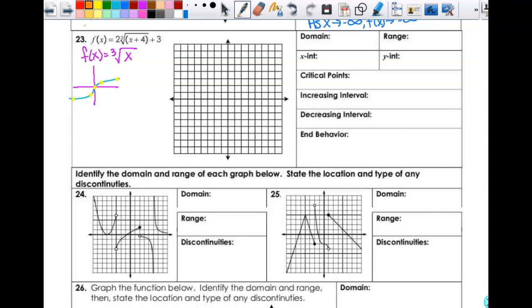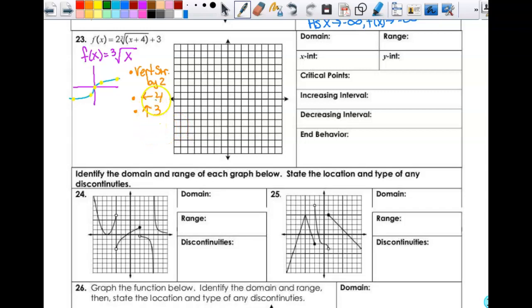Write down my transformations. So I have 1, 2, 3. I have a vertical stretch by 2. I'm going to go to the left 4, and I'm going to go up 3. Okay. So I start here. This is negative 8, negative 2. So I'm right here. I have a vertical stretch by 2, so that becomes negative 4. Move to the left 4 and up 3.